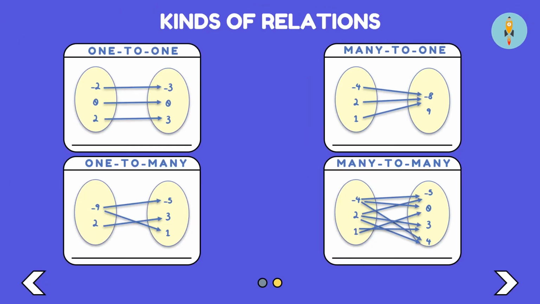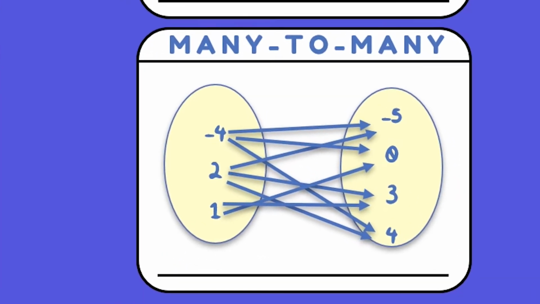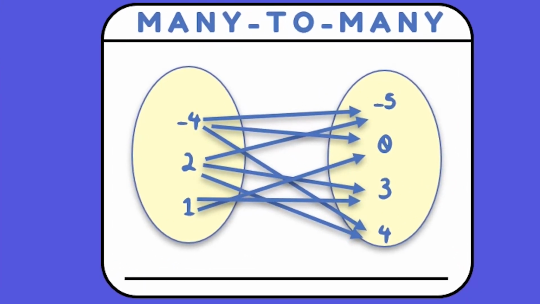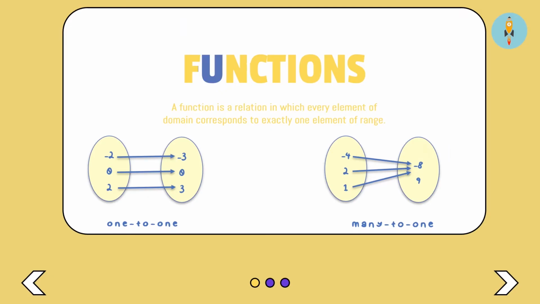Fourth, many-to-many correspondence. More than one element of domain are mapped to one element of range, and at the same time, more than one element of range are mapped to one element of domain. In this kind of relation, at least one element of both domain and range are repeated.